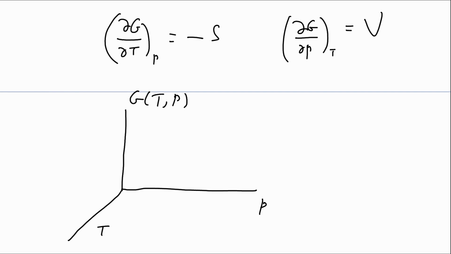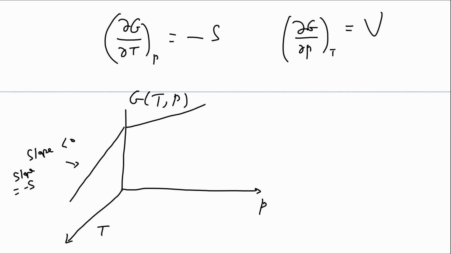And if I look at how the surface cuts, and I'm not saying this is P equals 0, this is just some arbitrary point, there's a slope here that is less than 0 because the slope is minus S, right? So if I hold the pressure constant and I look at how G depends on temperature, as temperature goes up, G goes down.